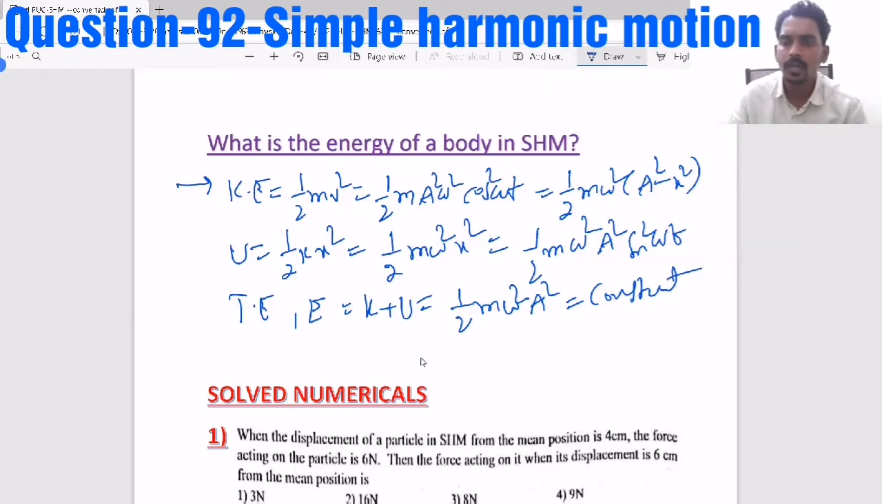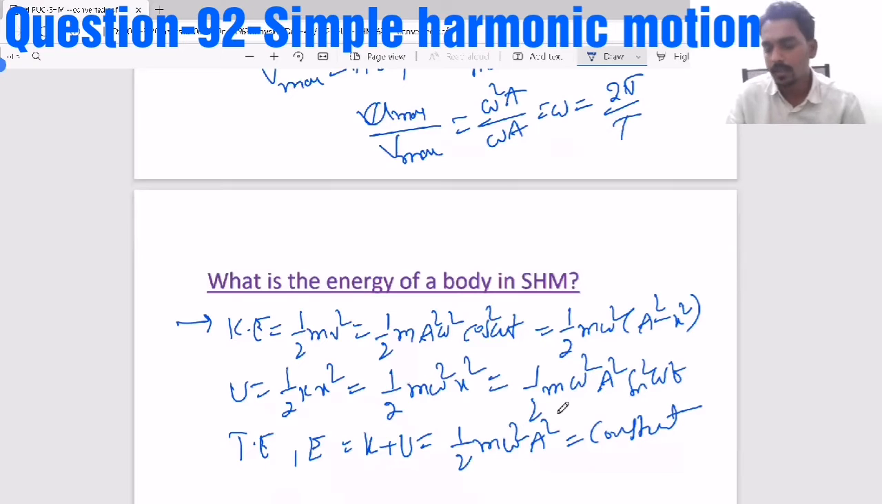And if you observe, for every parameter, velocity or acceleration or kinetic energy or potential energy, there is one formula in terms of displacement, and there is another formula in terms of time. Depending upon the question given, you have to choose the formula first. That is the most important thing.